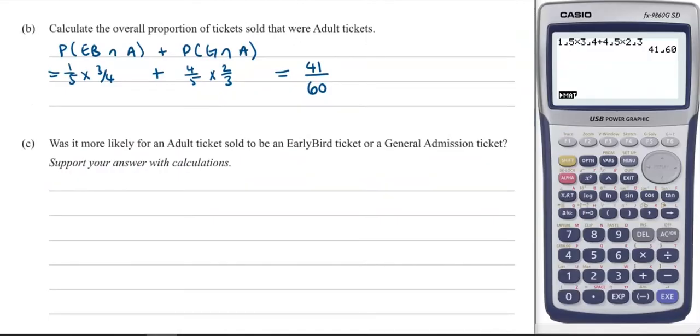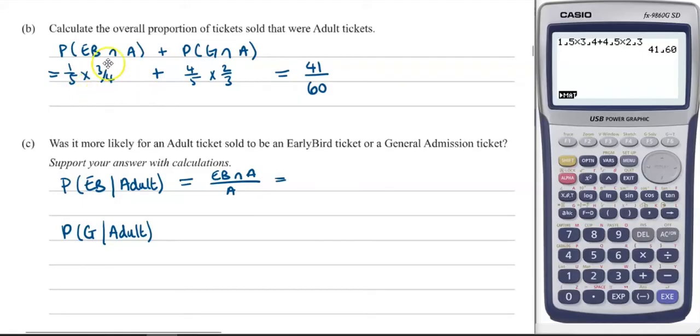Okay, now was it more likely for an adult ticket to be sold as an early bird ticket or a general admission ticket? So we need to compare the probability of it being early bird if they are adult, and the probability of general if they were adult. So the early bird, given that they were adult, we want early bird and adult over just the adults. So early bird and adult, that was this one just here.